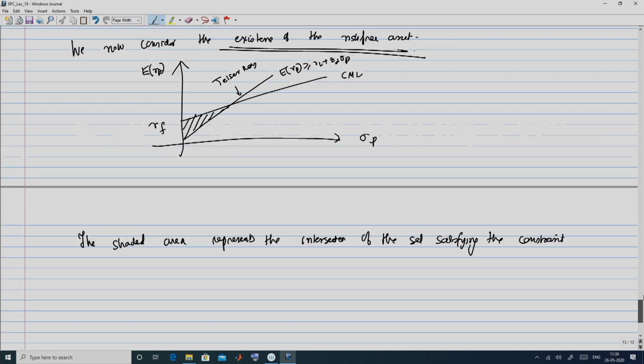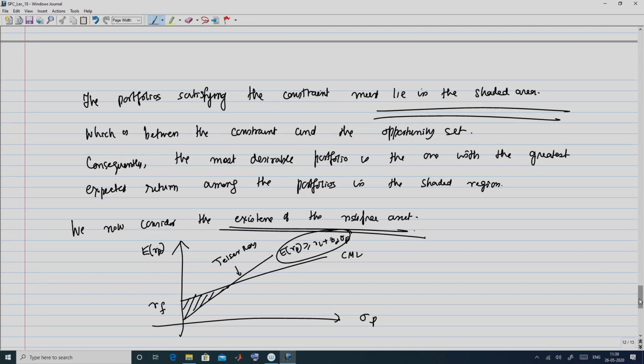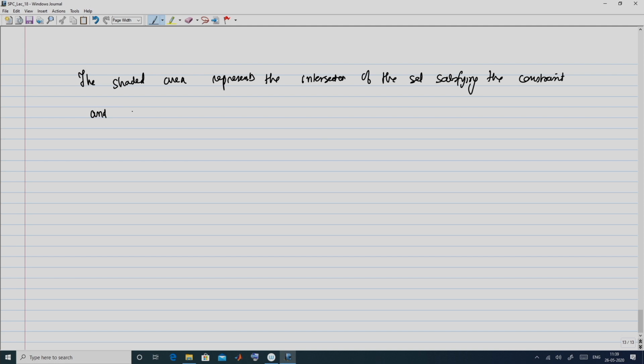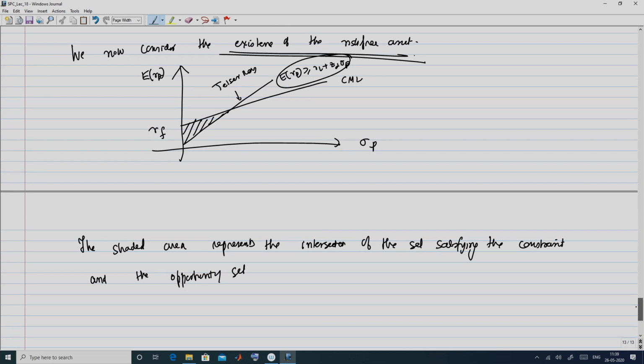So, therefore, I can say that the shaded area represents the intersection of the set satisfying the constraint, that means anything lying above this Telser ray, and the opportunity set. So, it is the intersection of the region above the Telser ray and the opportunity set, and this intersection is given by this shaded region.